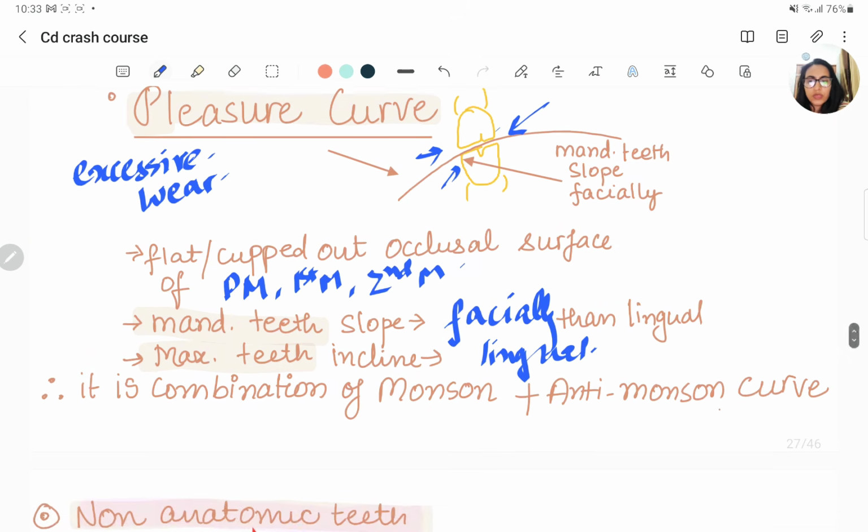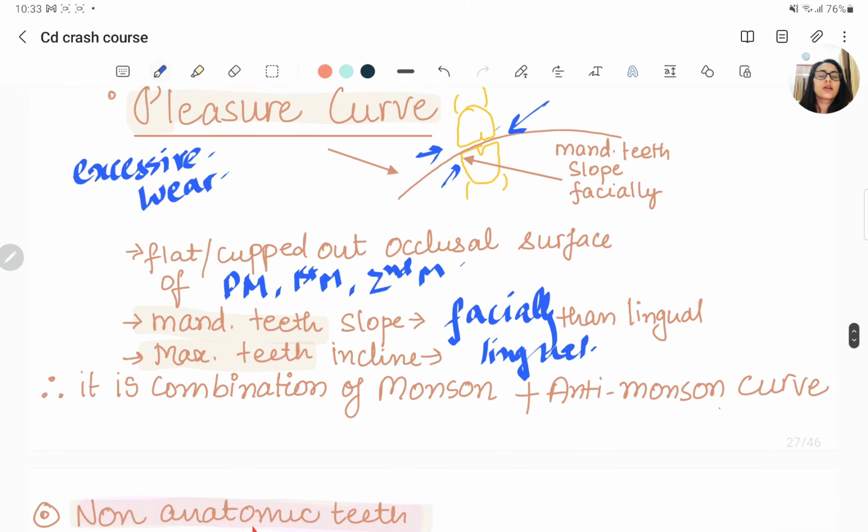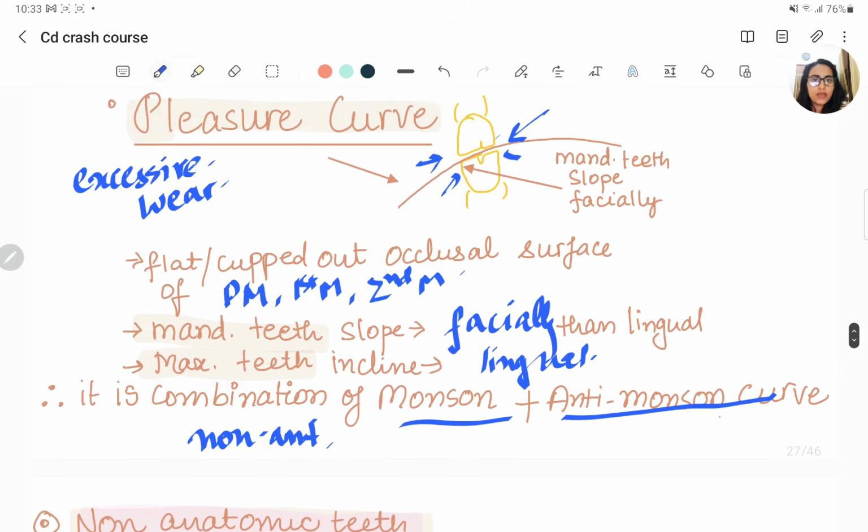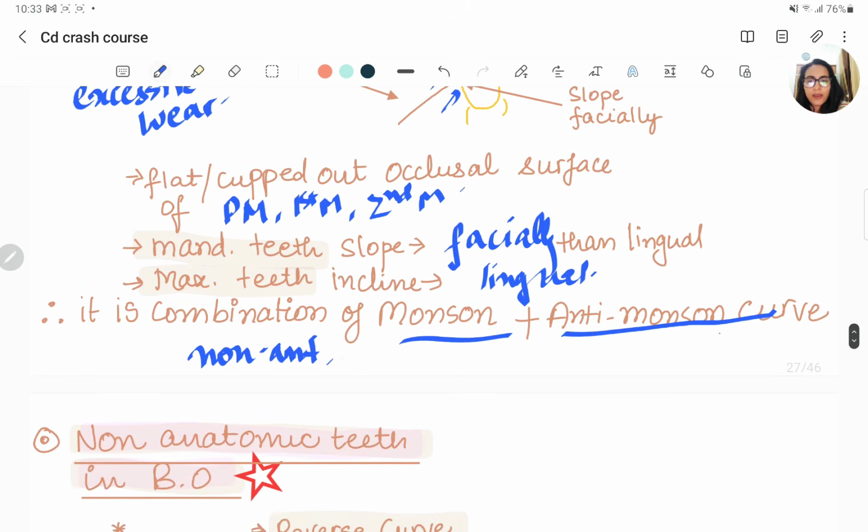So it is used as a combination of Monson and anti-Monson curve, and it is used to arrange the non-anatomic teeth. Non-anatomic teeth are cuspless teeth. As you can see, they have got cuspless teeth. Non-anatomic teeth in balanced occlusion. So in that case, we use this Pleasure curve.